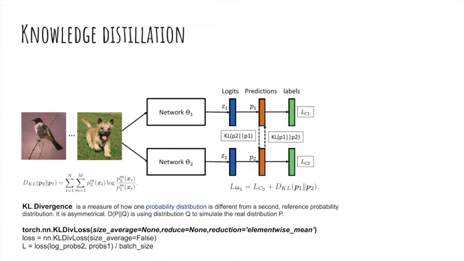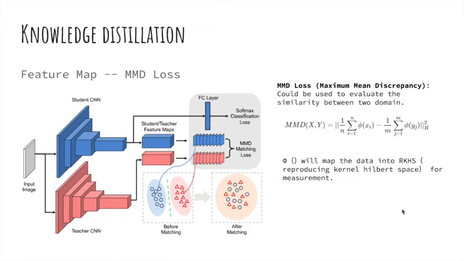Size average means whether we want to divide the loss by the dimension number, and I define a loss that uses KL divergence. L equals the loss between the student probability and the teacher probability, and then divided by batch size. The second type is feature map.